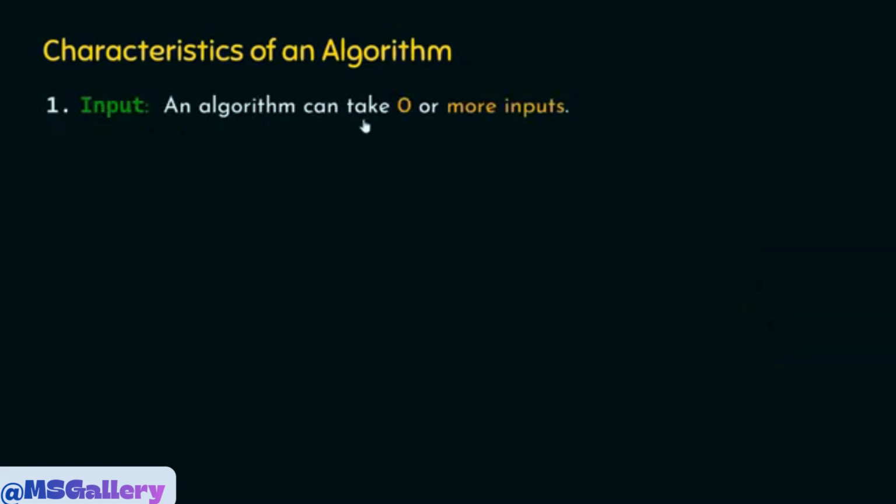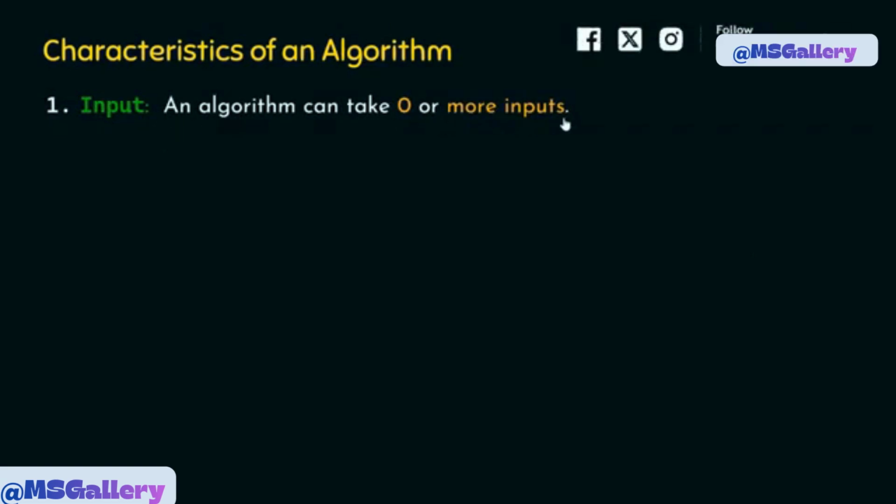An algorithm can take 0 or more inputs. It is possible for an algorithm to receive no inputs at all, or it may receive more than one input. An algorithm is said to be valid in all these cases.